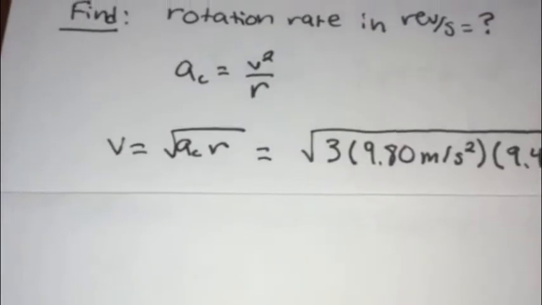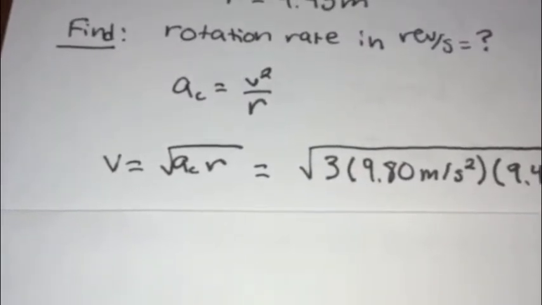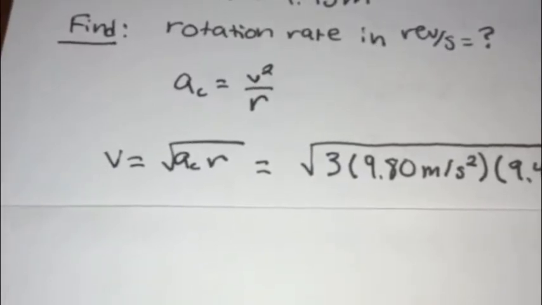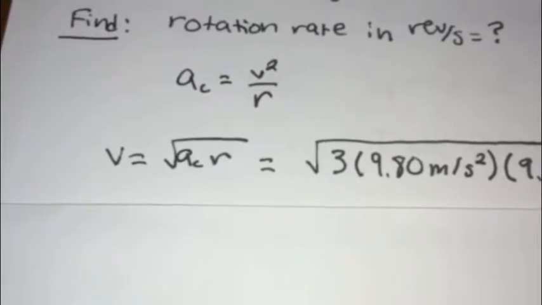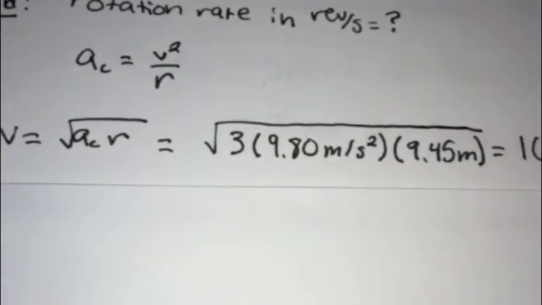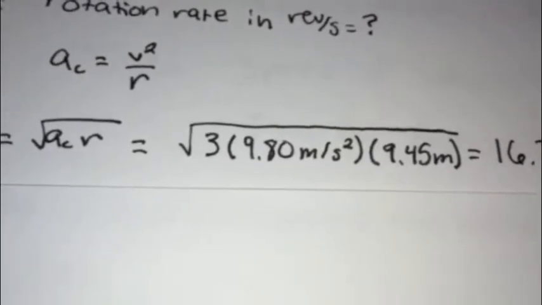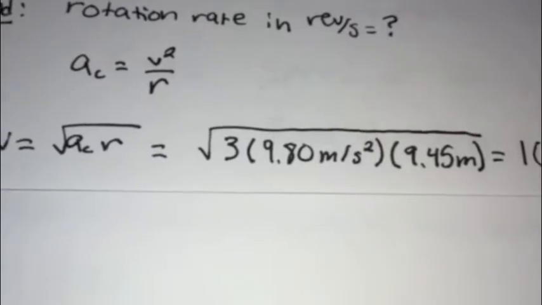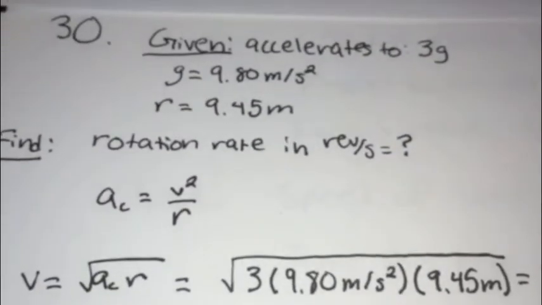To find the rotation rate in revolutions per second, we are going to use the equation a_c equals v squared over r. You can rearrange that to get v equals the square root of the centripetal acceleration times the radius. So that equals the square root of 3 times 9.80 meters per second squared times 9.45 meters. Both of these are given to us originally in the problem.